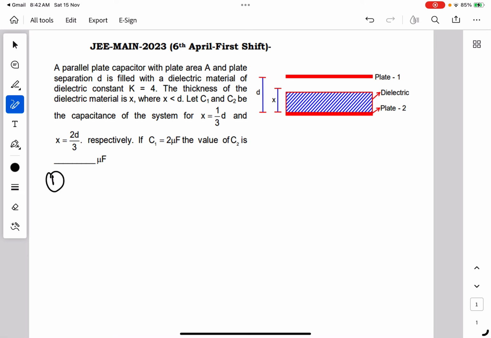the thickness of dielectric material is D upon 3 and the remaining gap is occupied by air, which is 2D upon 3. In the second case, the thickness of dielectric material is 2D upon 3 and the remaining gap is occupied by air, which is D upon 3.